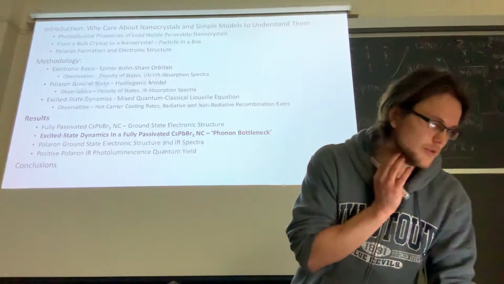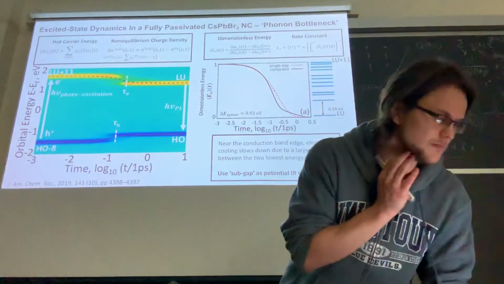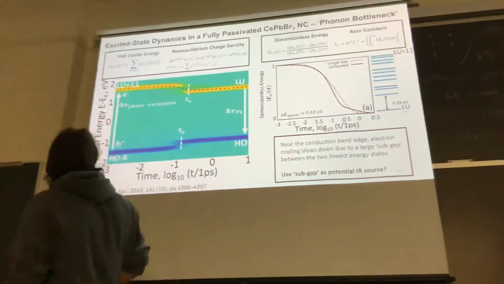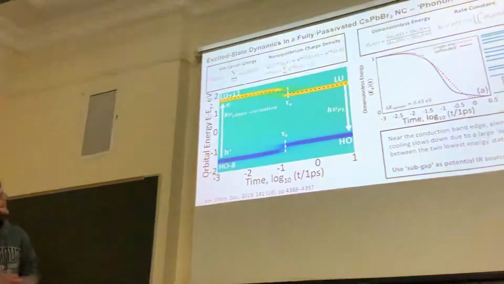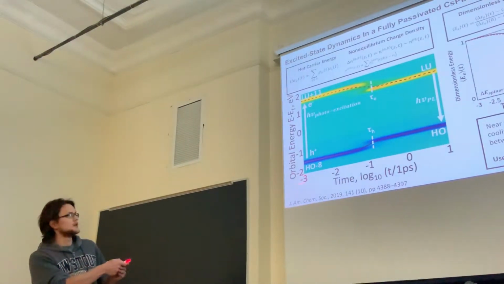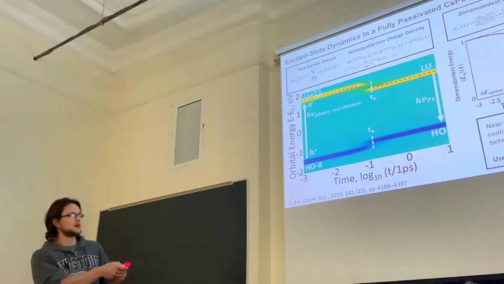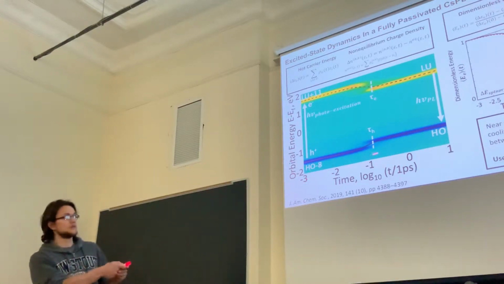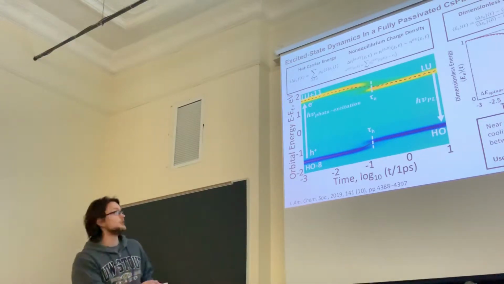And so we'll move on to excited state dynamics for this model. We'll just have one slide on it. There's a lot going on here, but basically what this figure represents is the carrier cooling in time. This is a log scale, so -3 represents 1 femtosecond, and 0 is 1 picosecond. That's usually the time scale that cooling occurs on.